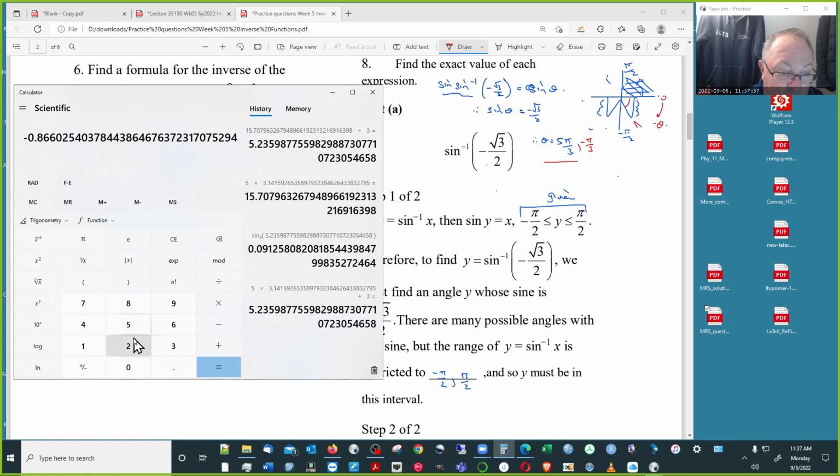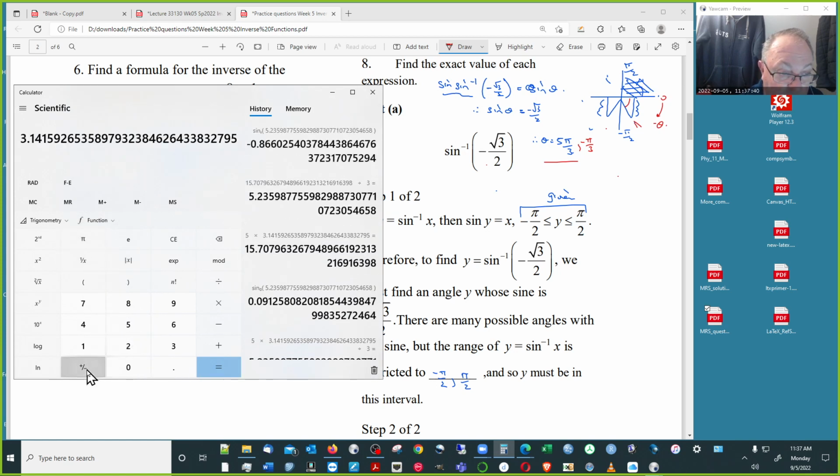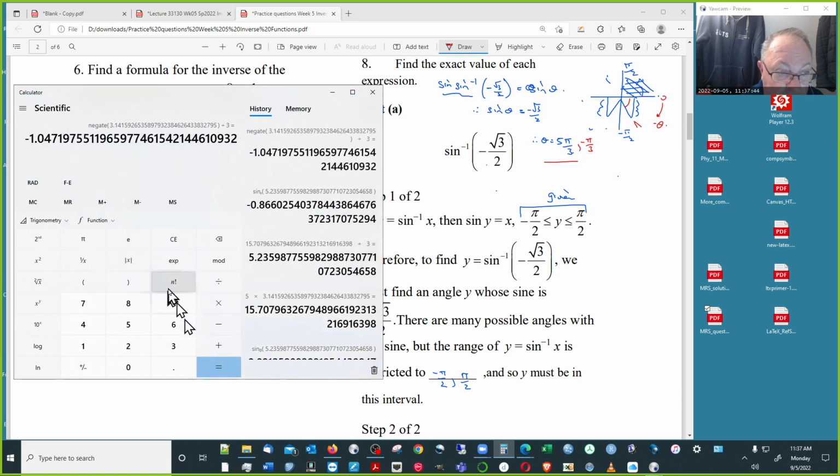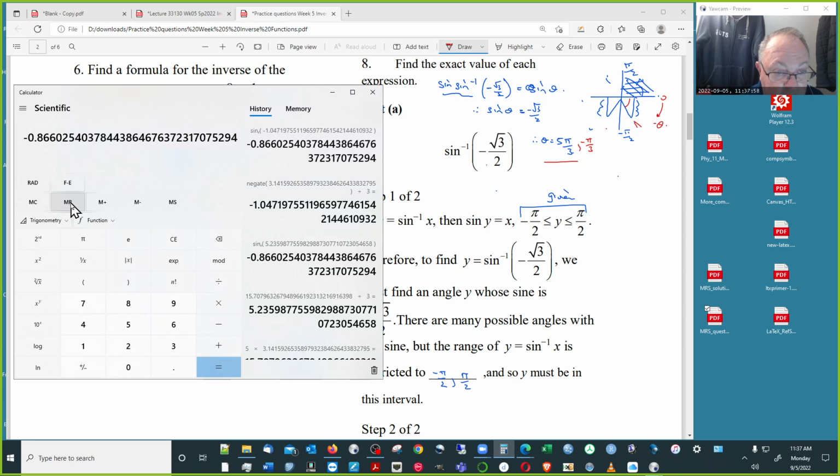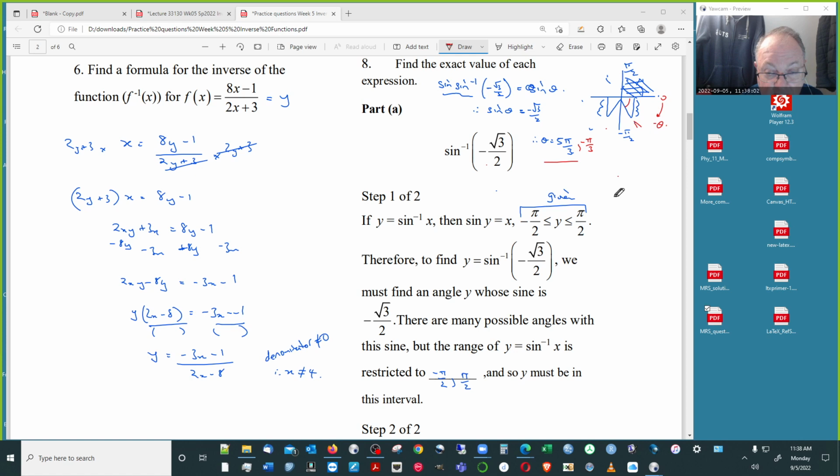Now let's do minus pi divided by 3 equals, and just do the sine of that. There it is, it's the same number, 0.866. So I do memory recall, it's the same one. Okay, so that's the correct way of thinking about this.